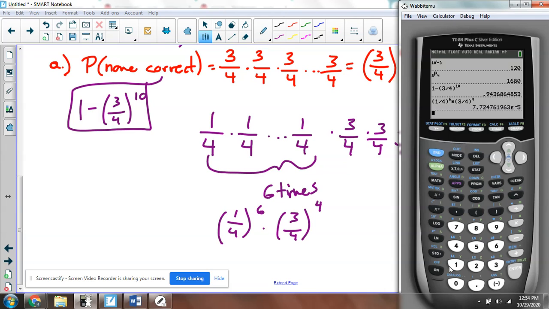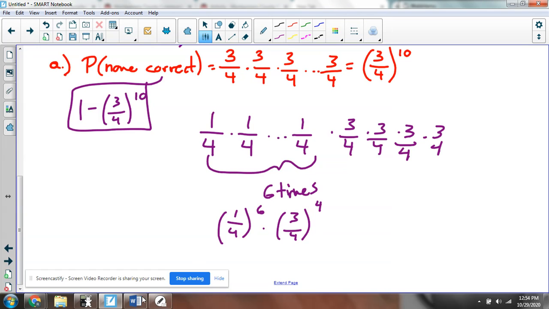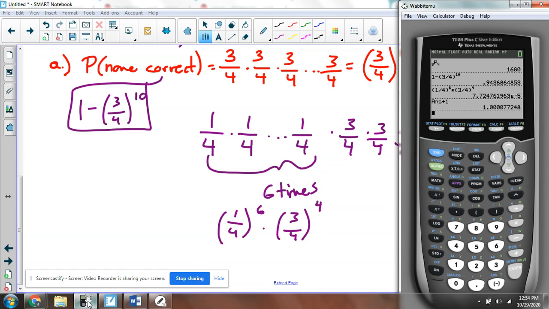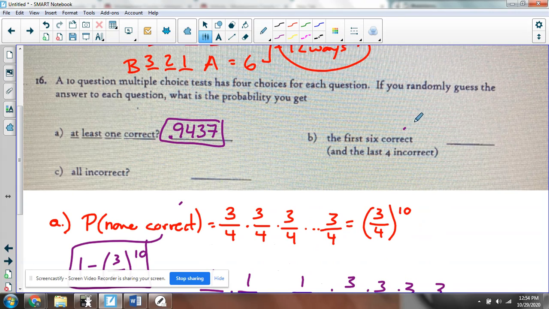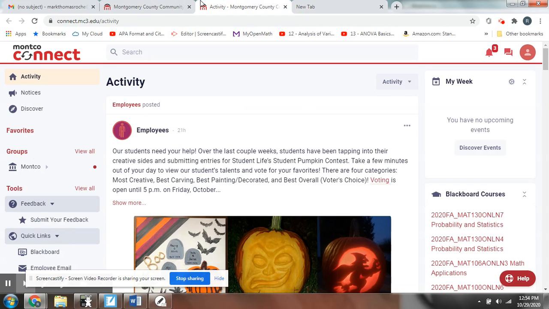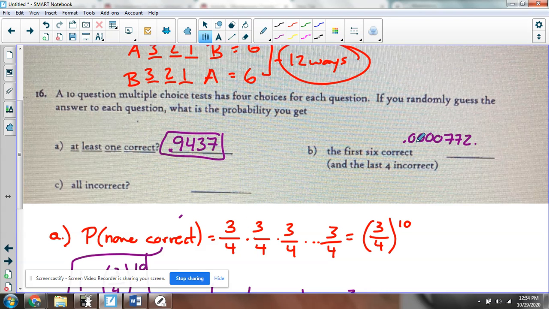Ooh, very, very small, so I'm going to show you what that number is. It's going to be 0.0000772. That's a very small probability.